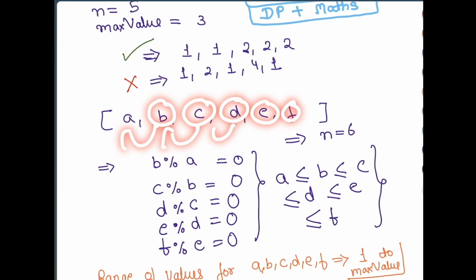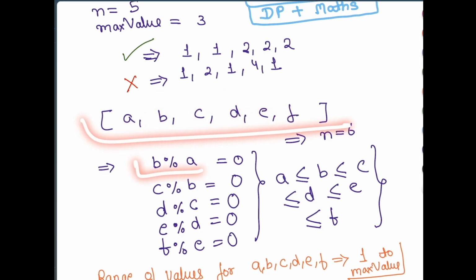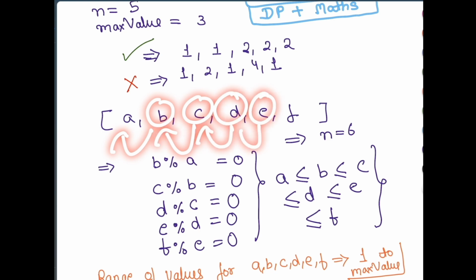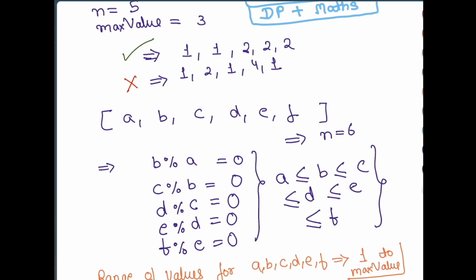For example, if this is my array and b mod a is equal to 0, c mod b is 0, d mod c, e mod d and f mod e, all of these are 0. It means that b can be divided by a, c can be divided by b, d can be divided by c, e can be divided by d and f can be divided by e. This is the first property of an ideal array.